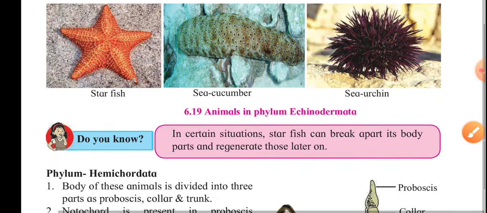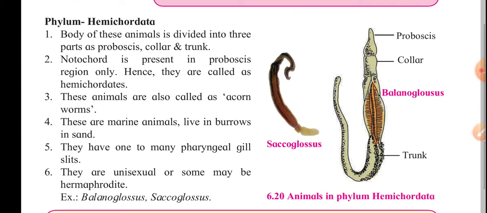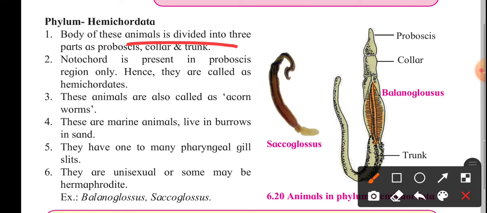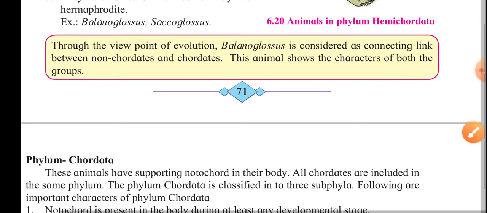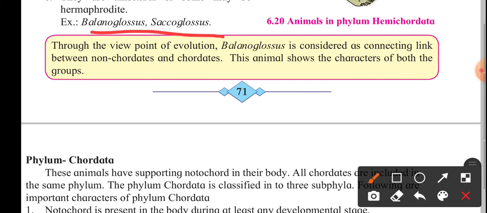The next we have to discuss is the phylum Hemichordata. The body of these animals is divided into three parts: proboscis, collar, and trunk. Notochord is present in the proboscis region only, hence they are called hemichordates. These animals are also called acorn worms. These are marine animals. They live in burrows in sand. They have one to many pharyngeal gill slits. They are unisexual, or some may be hermaphrodite. Examples they have given for this phylum are Balanoglossus and Saccoglossus.